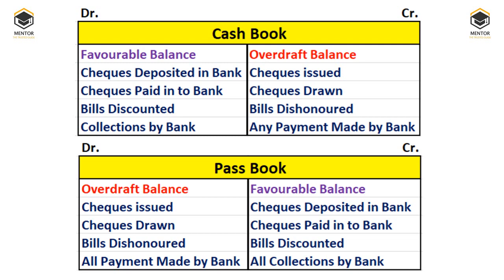all collections, whatever it may be the collection, are all payments, right? So all collections will be credited in passbook, right? So this is the way we need to prepare the cash book and passbook. But we are not going to prepare cash book and passbook. Based on this concept, we are going to prepare bank reconciliation statement. Clear? So how to solve the problems, I will explain you.